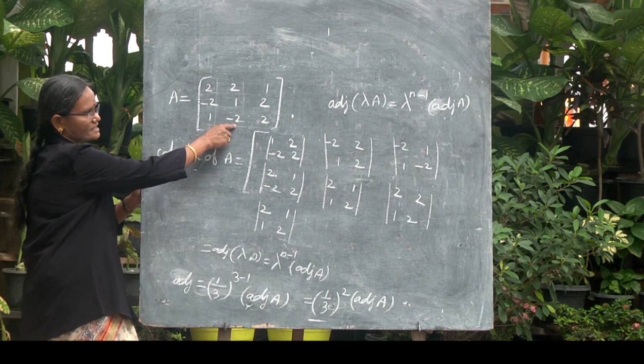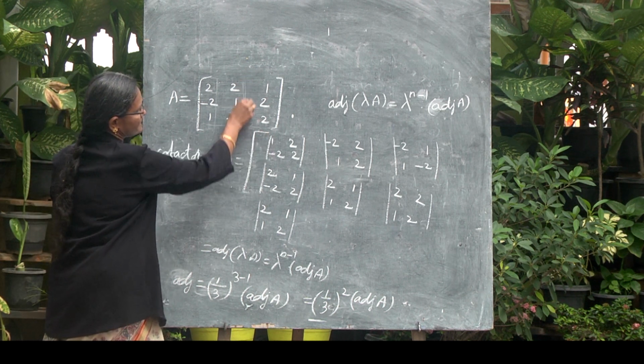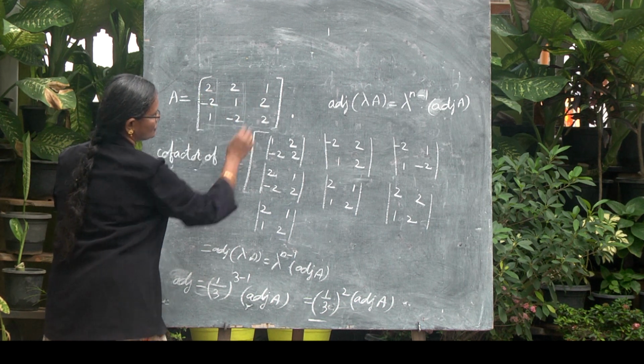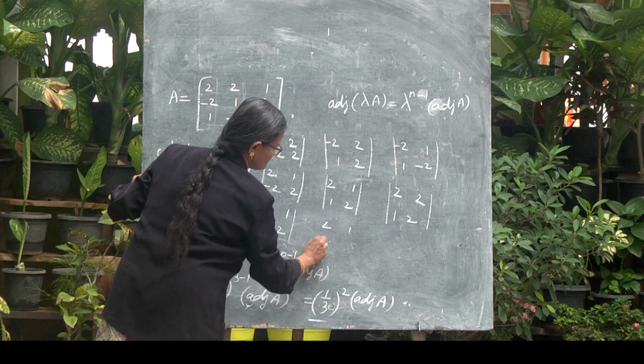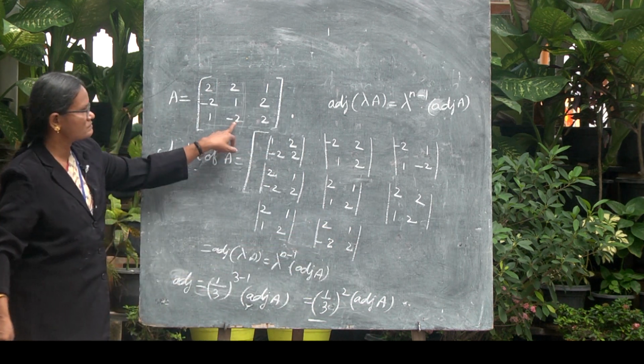Next, minus 2. Next element is minus 2. Ignore that, third row and the second column. The remaining elements are 2, 1, minus 2, 2. This is the minor of minus 2.